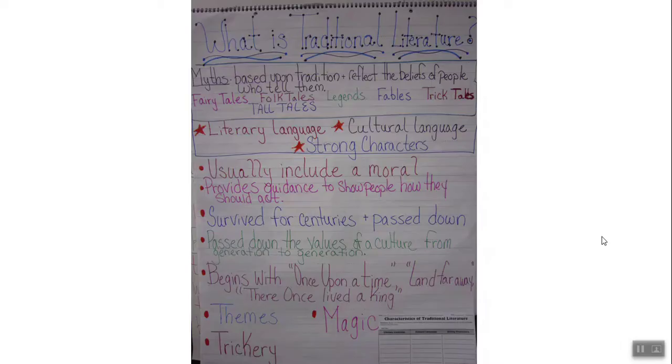In traditional literature today, we're going to focus on literary language and cultural language. That literary language usually begins with "once upon a time" or "a land far, far away." There once lived a rich king. Lots of times, literary language helps paint a really wonderful movie in our mind because it has such wonderful, rich language. Then there's also cultural language. These are words that we've never heard of before in our culture, but are very popular in other cultures.